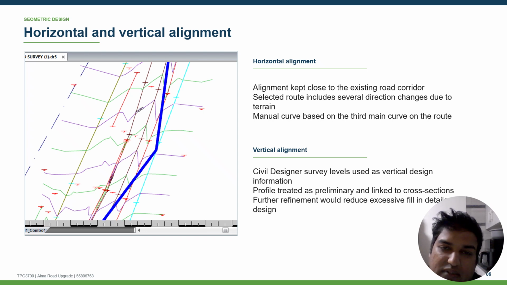The vertical alignment was based on the available Civil Designer survey levels. The long section style output is included in the combined drawing sheet. The vertical design is treated as preliminary because in a full professional design, it would need further refinement to improve the cut and fill balance, etc.